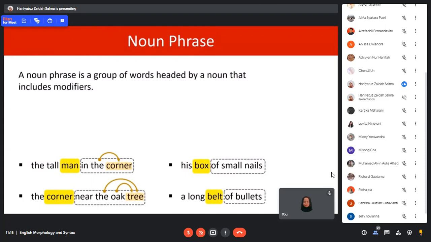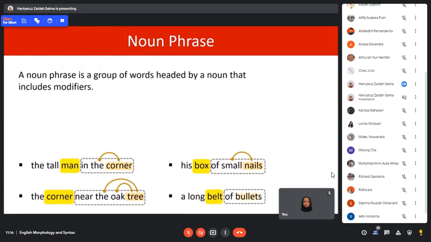Here's another example. Small nails is a noun phrase. Nails is the head noun. It is modified by the adjective small. It is part of the prepositional phrase of small nails, which is modifying the head noun box. It is an example of a noun phrase within a noun phrase. Okay, I deliberately used all the terms there so you can start getting used to them. Hopefully that made sense.